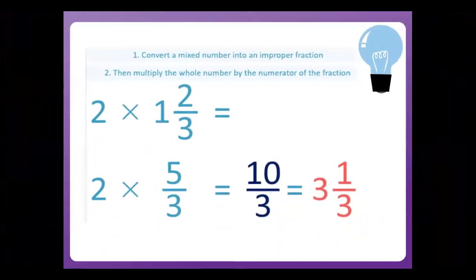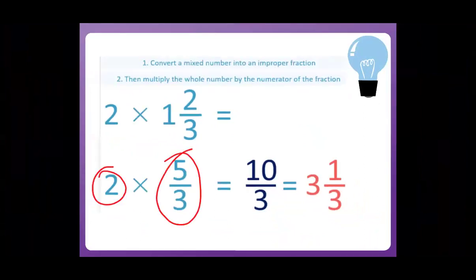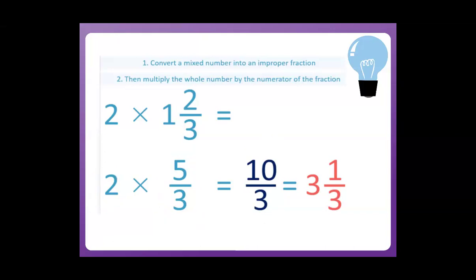So how did we multiply the whole number with a fraction? What did we do, Anis? We just divided it with 1, right? 2 by 1 multiplied by 5 by 3, it becomes 10 by 3. Do you remember, Anis?